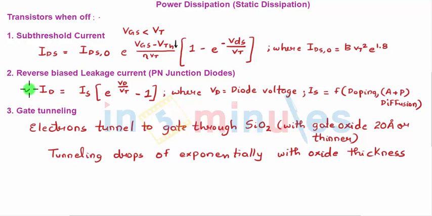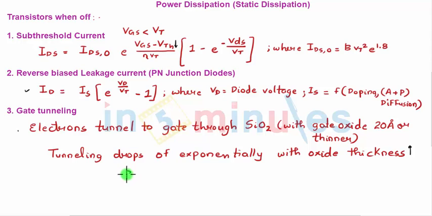And the last one was gate tunneling. We saw this as one of the drawbacks of scaling. We saw that though SiO2 is a very good insulator, electrons can tunnel to the gate through SiO2 if the gate oxide thickness is 20 angstrom or less, because tunneling drops off exponentially with oxide thickness. It means that if oxide thickness is high, tunneling is low, and vice versa. So all these three constitute static power dissipation.